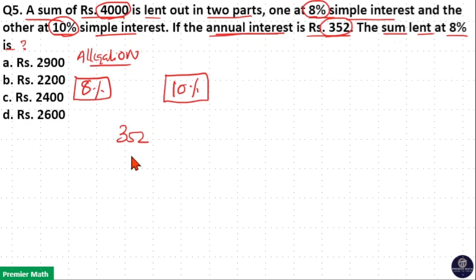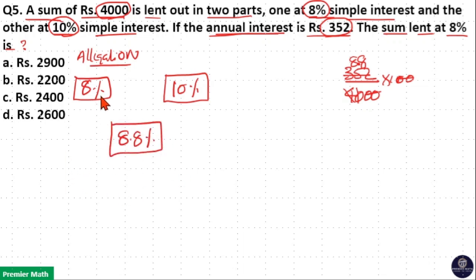Now, 352, I should write it in percentage format because 8 and 10 are in percentage format. So, 352 is received from this total money 4,000 rupees. So, 352 out of 4,000 is how much percentage? 0 cancel. 4 goes 8 times in 35. Remaining 3, 32 by 4 is 8. So, 88 by 10 is equal to 8.8. So, 352 is 8.8% of 4,000.